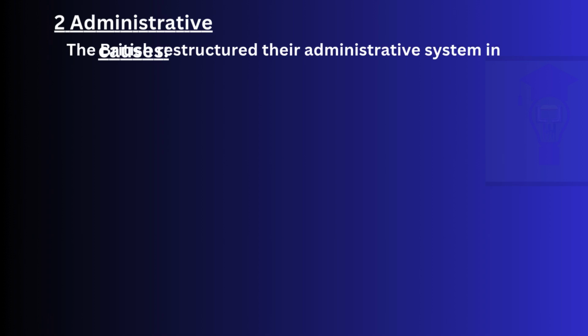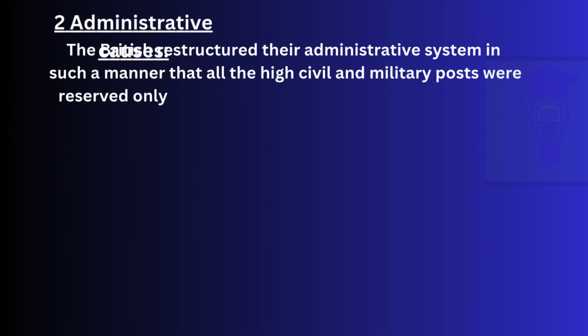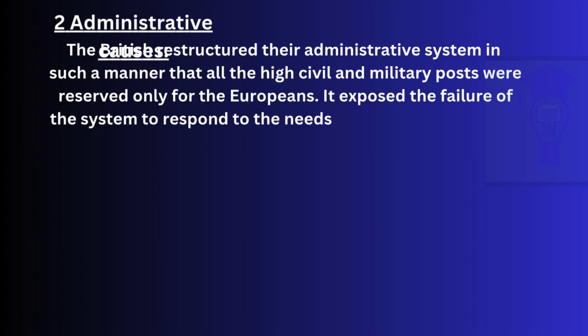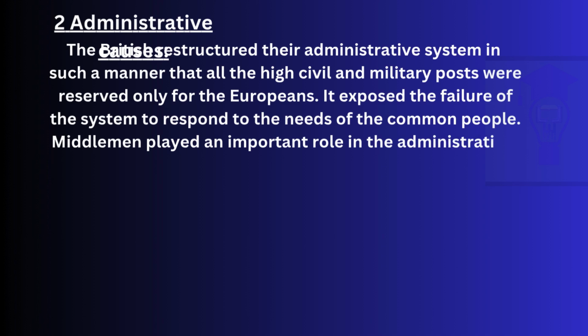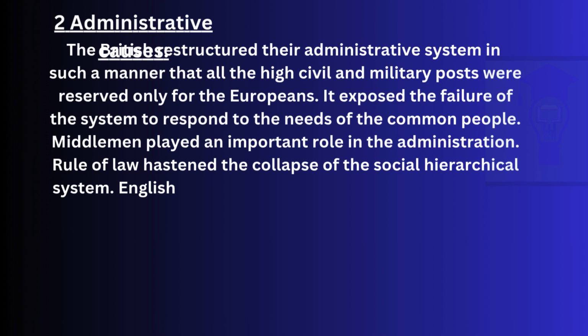2. Administrative causes. The British restructured their administrative system in such a manner that all the high civil and military posts were reserved only for the Europeans. It exposed the failure of the system to respond to the needs of the common people. Middlemen played an important role in the administration. Rule of law hastened the collapse of the social hierarchical system. English became the language of the courts instead of Persian, and it was not understood either by the Indian ruling class or the common people.